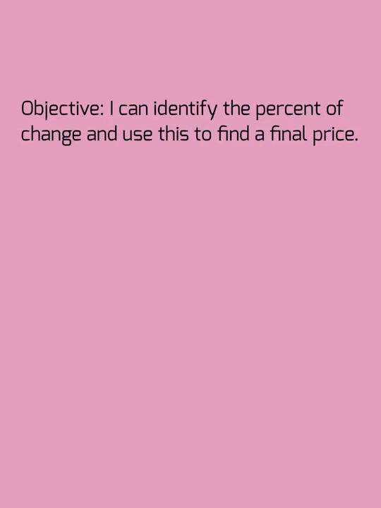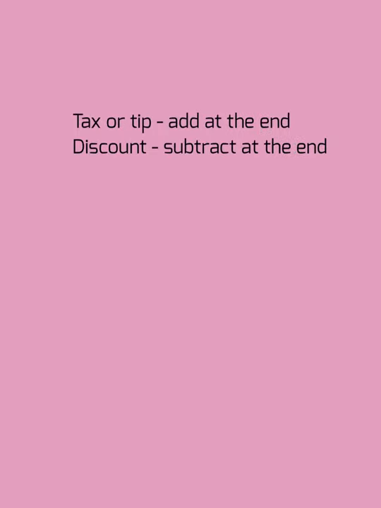So the objective is I can identify the percent of change and use this to find a final price. So we will mainly be talking about tax or tip, and at the end of that problem you will add. If you go to the store, you have a price of an item, and if it's taxed, you will add that to the end of your receipt. And if you're tipping at a restaurant, that's extra money that you have to pay. If it's a discount, we're going to subtract. That's money taken off. So at the end of those problems, we will always subtract.